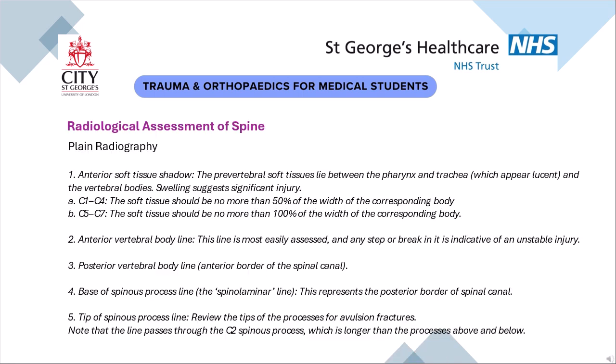Radiological assessment starts with plain X-rays. And again, like most X-rays, you're not supposed to know this in any detail for finals, but be aware of some basic features that can help you. You need to look at the soft tissues, and there are some parameters there to be aware of. You need to look at the anterior vertebral body line, the posterior vertebral body line, and the spinous processes. The next slide will show you some of the detail on this, but again, you're not going to be examined on this at finals.